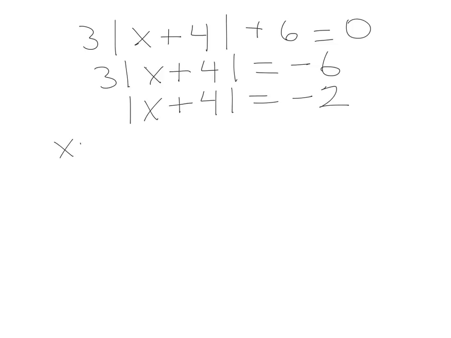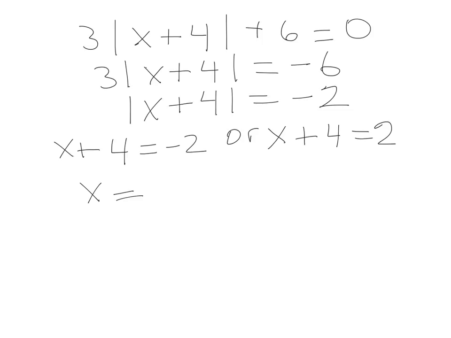So I get x plus 4 equals -2, and x plus 4 equals +2. And there's an or in between because it can't be both at the same time. So you get x equals -6 or x equals -2.